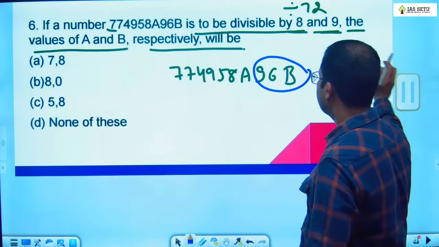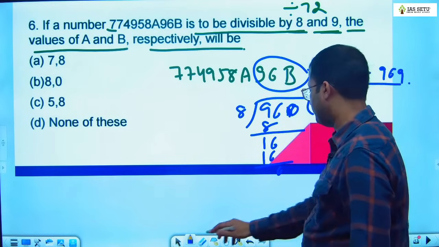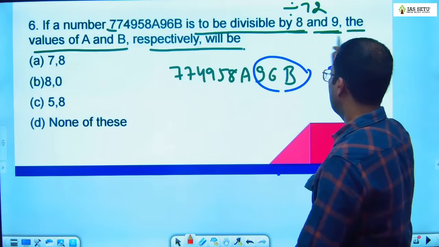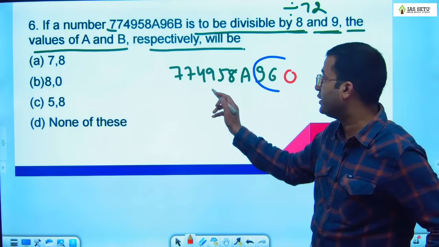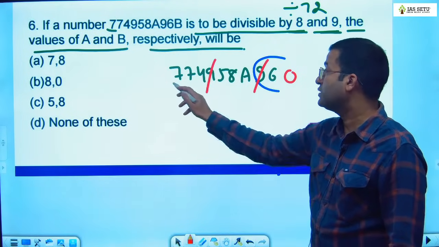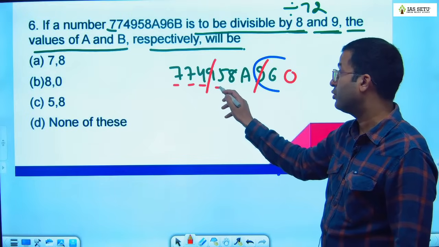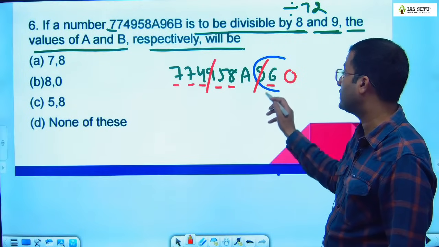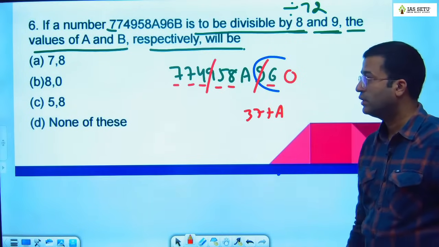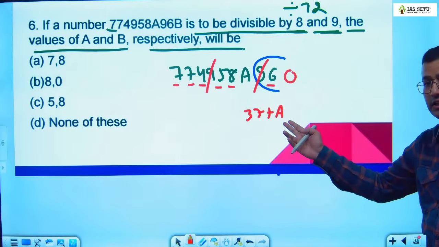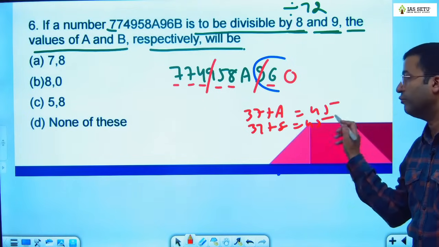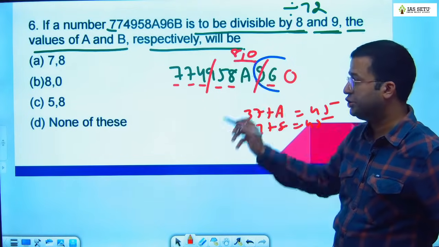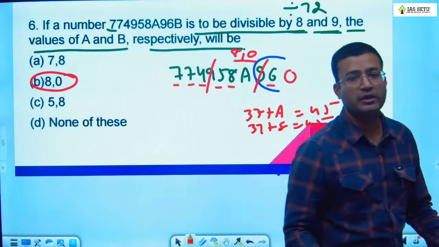Now we try divisibility of 9. I try to put 0. If B is 0, divisibility of 9, all of you know, sum of the digits. And wherever you have 9, ignore. 7 plus 7, 14 plus 4, 18. 23, 31, 31 plus 6, 37 plus 8. What should we add in 37 so that it will be a multiple of 9? 8. It should be 45. So 37 plus 8 is equal to 45. So our answer is 8 and 0. And luckily we have that answer option available, 8 and 0.